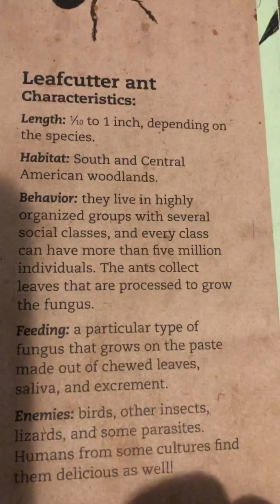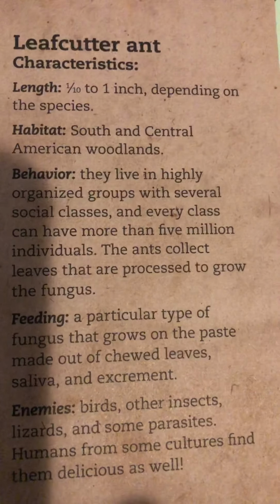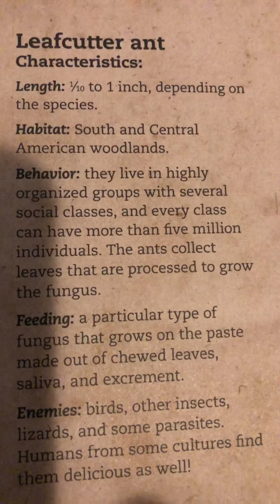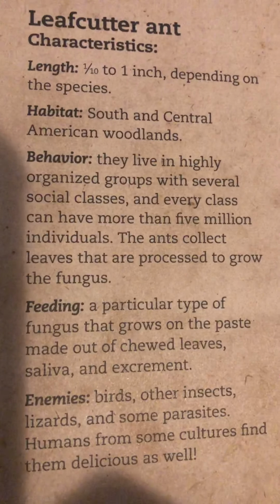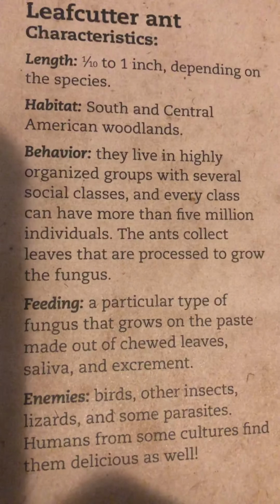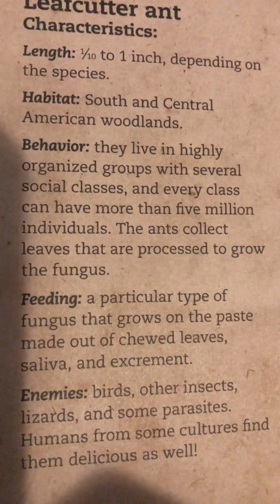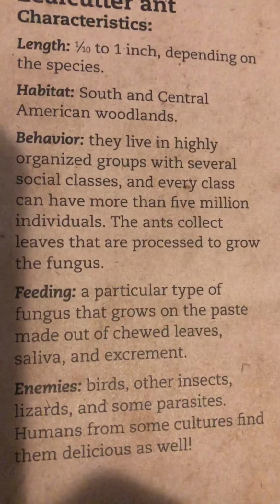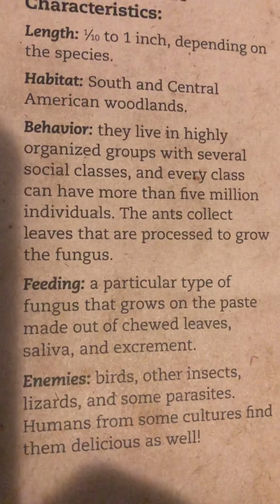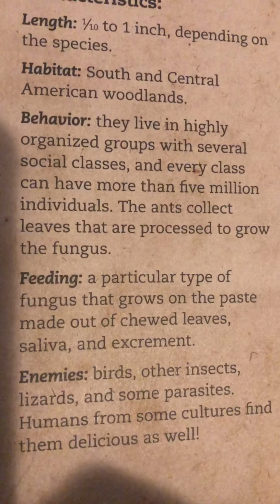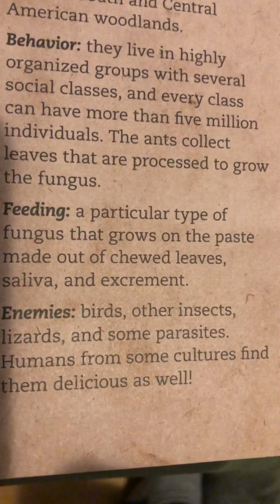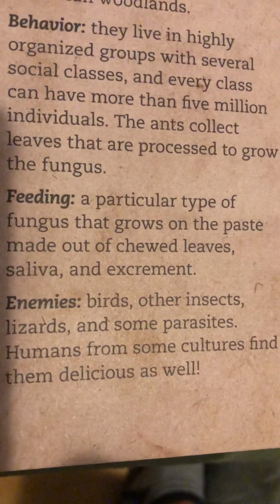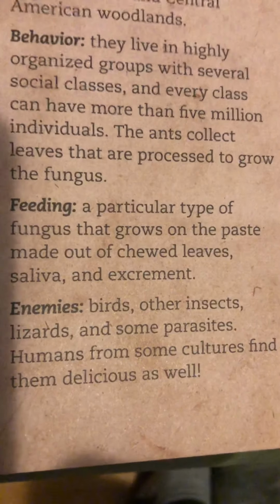Here are some characteristics. Let's see, they can be 1/2 to 1 inch depending on the species. Their habitat is South and Central American woodlands. They live in highly organized groups with several social classes, and every class can have more than 5 million individuals. The ants collect leaves that are processed to grow the fungus. Feeding a particular type of fungus that grows on the paste made out of chewed leaves, saliva, and excrement. Enemies are birds, other insects, lizards, and some parasites. Humans from some cultures find them delicious as well.